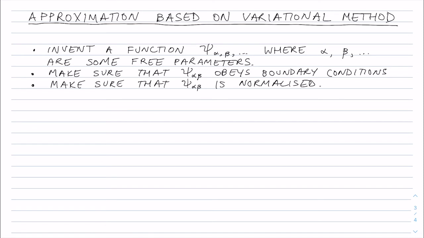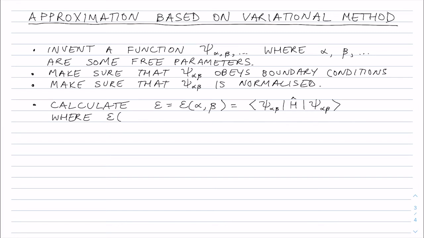Then what you're going to do is calculate epsilon, which is a function of all of your parameters, and it's nothing but the expectation value of the Hamiltonian. So you're going to calculate that epsilon, where epsilon of alpha and beta is now going to be a function of alpha and beta, because you don't know what those parameters are going to be.